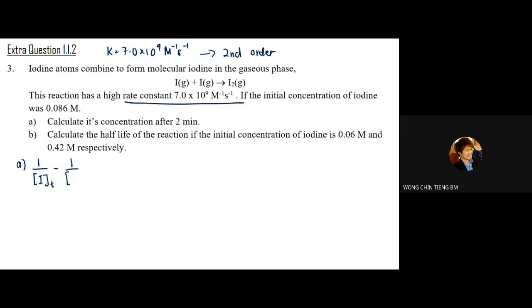Alright, don't change the K. So we are looking for the concentration at time t. We have the initial, substitute in 0.086. K is the one that is given, 7 times 10 to the power of 9, times 120. Agree? Okay? Because the 2 minutes, we want to change to seconds, so it becomes 120 seconds. Any problem converting units from minutes, seconds, hours, days? If not good at it, we go back and start again by reading the clock. Right? So from there, we are looking for the concentration at time t.